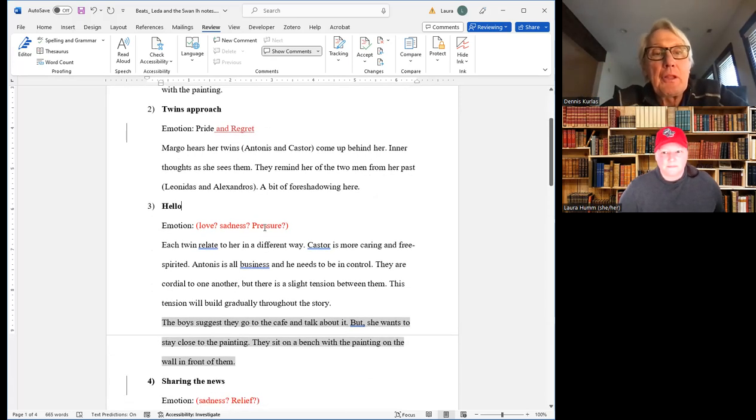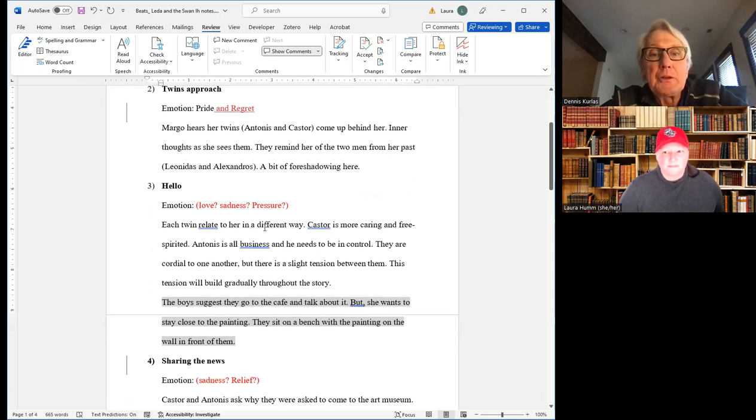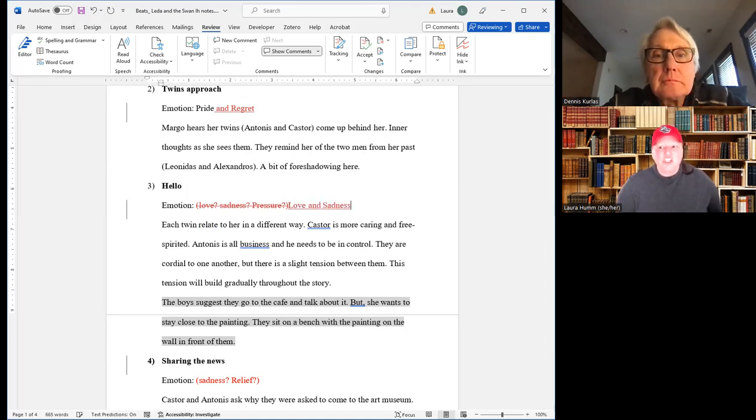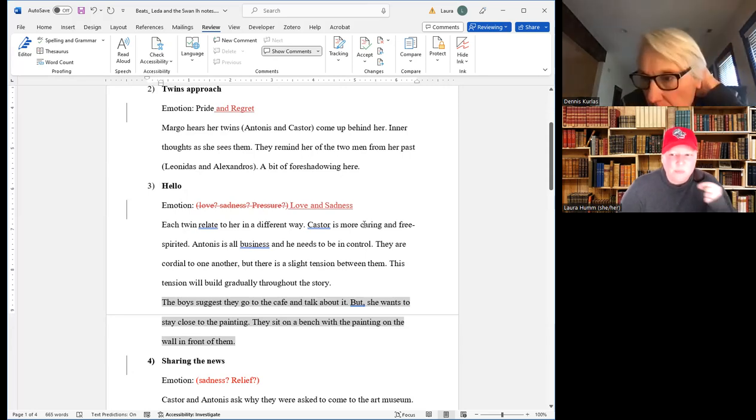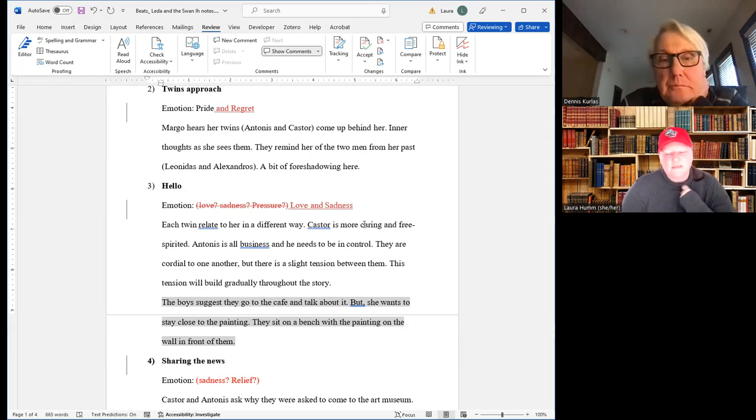And then the third beat is how the boys are reacting to her or each other. And this is where, in the same way you've got pride and regret here, the complexity of the emotions can play in here. So this can be both love and sadness, right? She has this love for them and she loves how they treat her, but she's sad because they can't be what she wants for them as brothers.